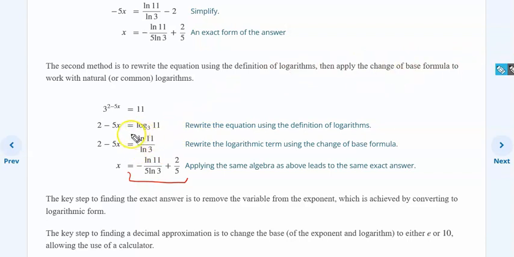And here you could see they're using what is called the change of base formula, where you could have gone log of 11 divided by log of 3. Instead of using logs, they've chosen natural logs. This would be the common log. Again, the answers are the same.